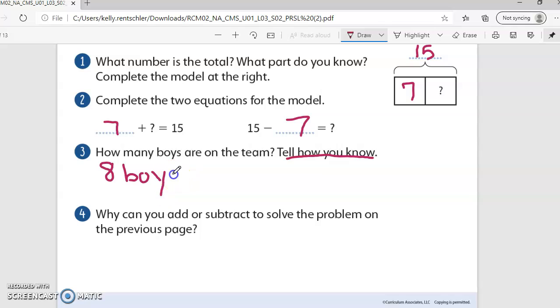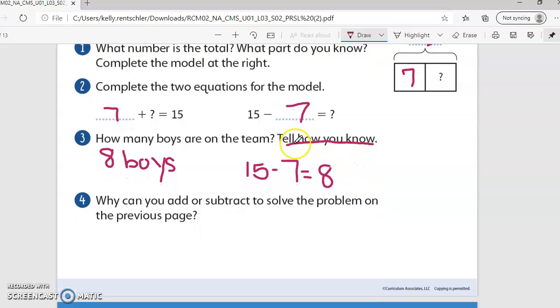So if I was using this one, I would say 15, because this is what I did. If you did something else, you would show what you did. But if I did 15 minus 7 equals 8, that's showing my work. That's telling me how I know. Okay. If you drew a picture, that would be showing your work and telling me how you know.